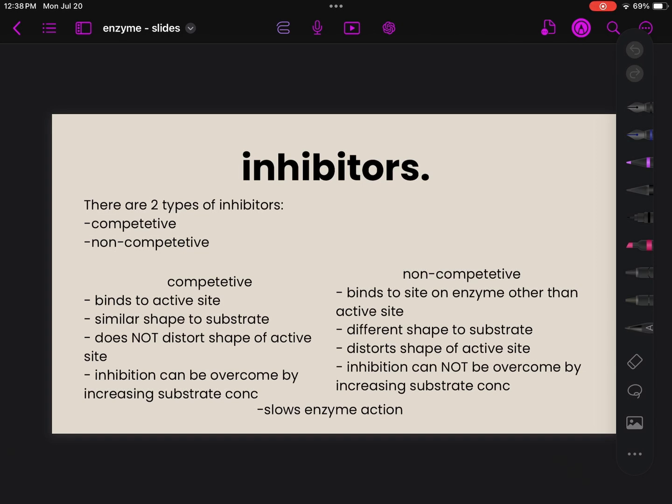In competitive inhibitors, you see features such as it being able to bind to the active site, has a similar shape to the substrate, it does not distort the shape of the active site, and its inhibition can be overcome by increasing substrate concentration, whereas when we look at non-competitive inhibitors, it binds to a site on the enzyme other than the active site. It has a different shape to the substrate. It distorts the shape of the active site, and inhibition cannot be overcome by increasing substrate concentration. And similarities of both these inhibitors are that they are able to slow enzyme action.